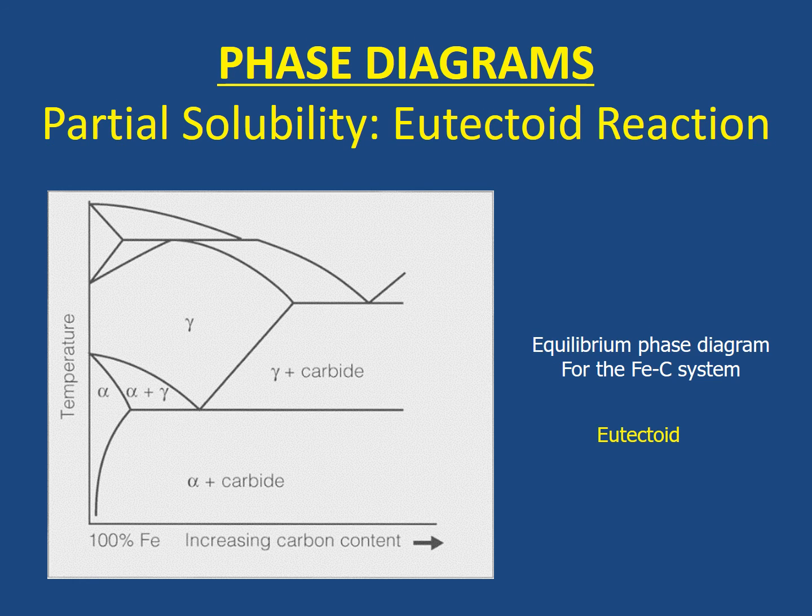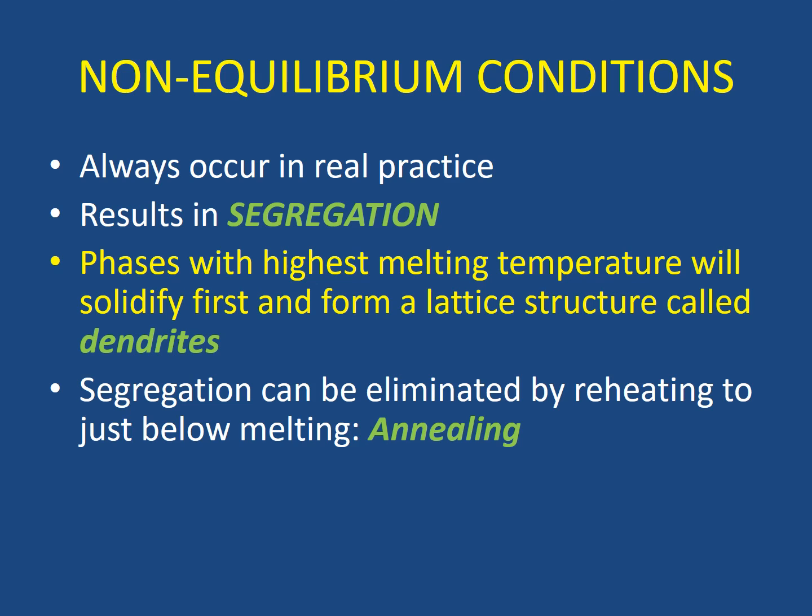The phase diagram of the iron-carbon system shows the eutectoid reaction, which differs from the eutectic only in that all three phases are solids. In non-equilibrium composition, the phase with the highest melting temperature will solidify first and form a lattice structure called dendrites. This formation of a solid with a non-uniform composition is known as segregation. Segregation can be eliminated by reheating to just below the melting point, called annealing.